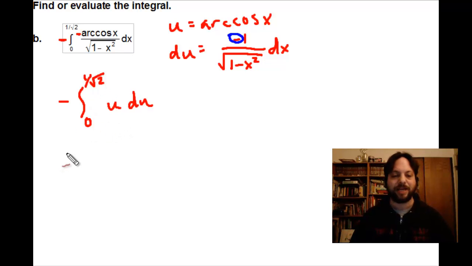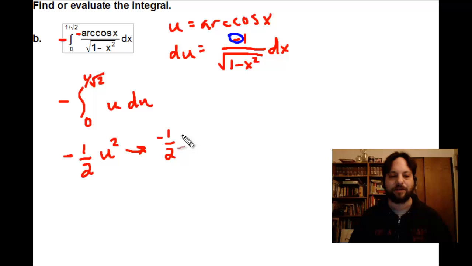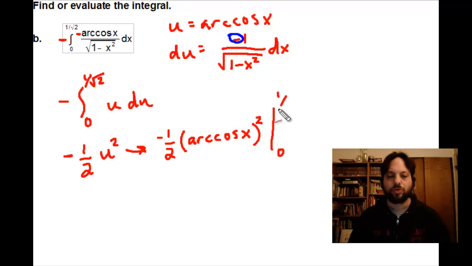If I go ahead and integrate this, what I'm going to end up with is negative 1/2 u squared. And, well, I better unsubstitute that before I show the bounds. So this is actually going to be negative 1/2 arc cosine squared. Let's see, arc cosine x squared, I should say. And those bounds are going to be, again, from 0 to 1 over square root of 2.